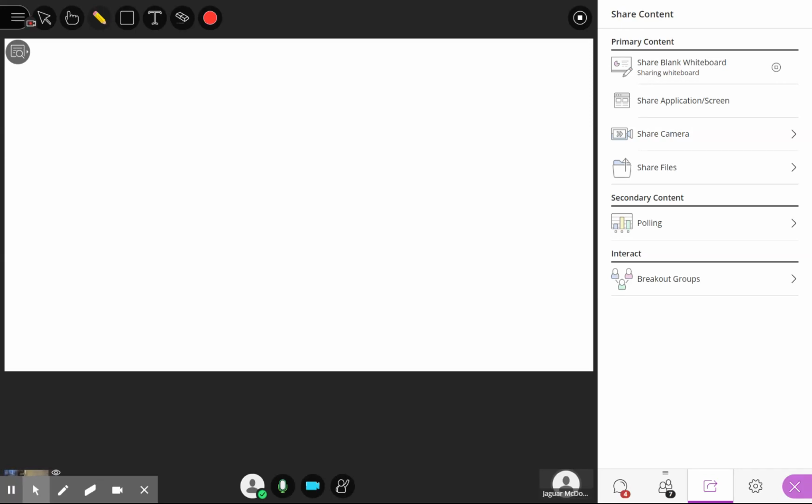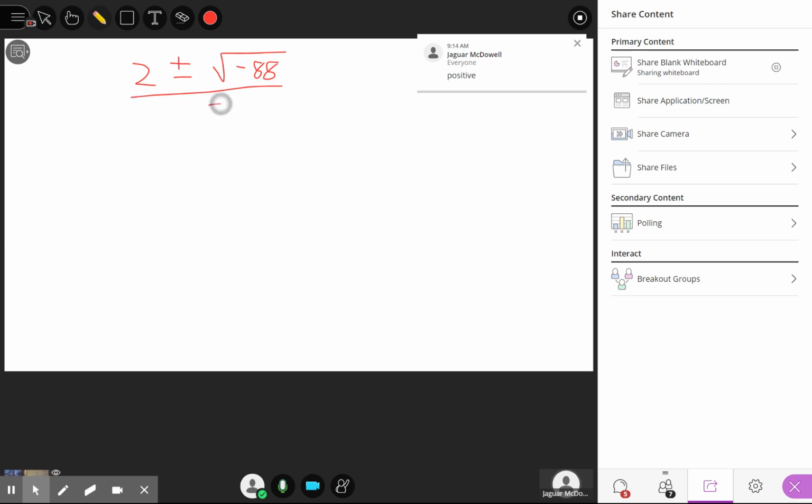Okay, so let's look at 2 plus or minus the square root of negative 88, all over 2. Now, we're thinking, is it possible to take the square root of a negative? So here we can think, what times what would give you a negative?